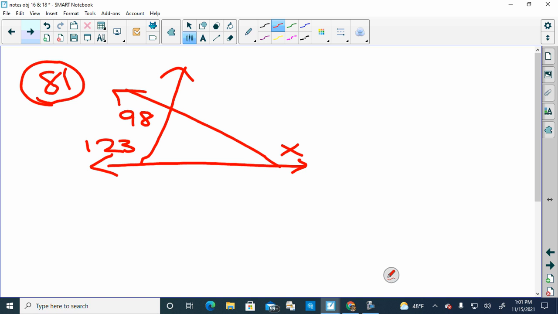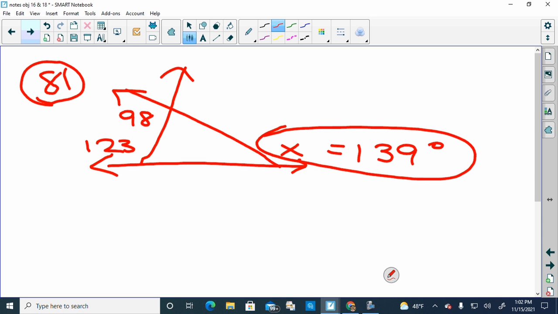I'm going to do what with 98 and 123? Add them, and then subtract that from what? 360. Wait, what do you do? Sorry. Exterior angles, add all exterior angles, add to equal 360. So just add the two and then subtract from 360 instead of 180.